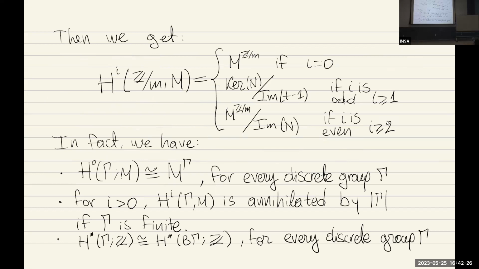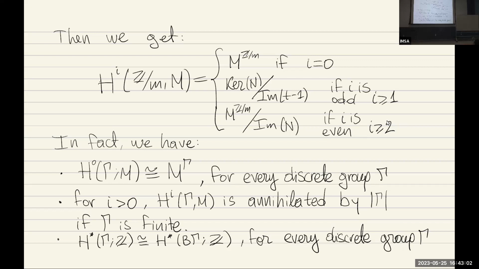The group cohomology of this finite cyclic group with coefficients in M is just the fixed point module if i is equal to 0, and these two quotients if i is odd or i is even. The kernel of the norm map modulo the image of t minus the identity, and the fixed point module modulo the image of the norm map.